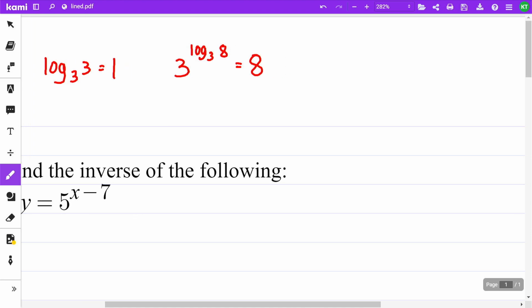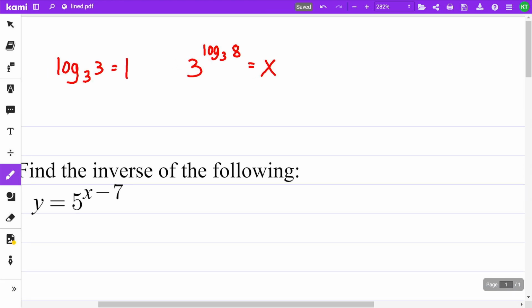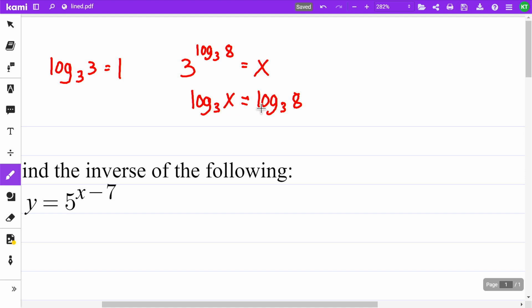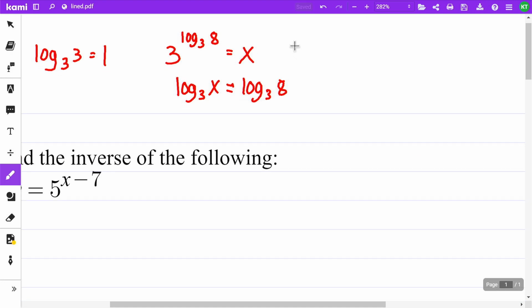And to work this out a little bit further, let's say I didn't know it was 8, and I set this equal to x. Then I can convert this into log form. So log base 3 of x is going to be equal to log base 3 of 8. What was in my exponent here? And if I have my bases that are the same, 3 and 3, that means x is going to equal 8. So again, that's just another way of showing that x here is equal to 8.